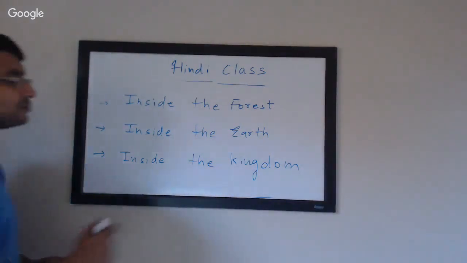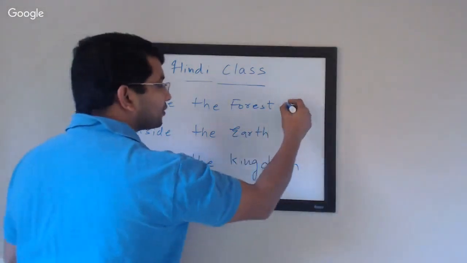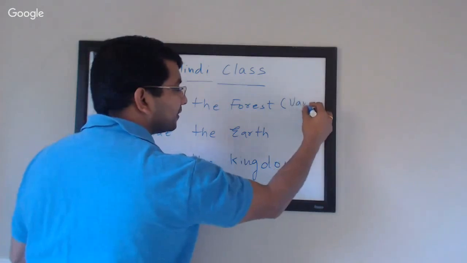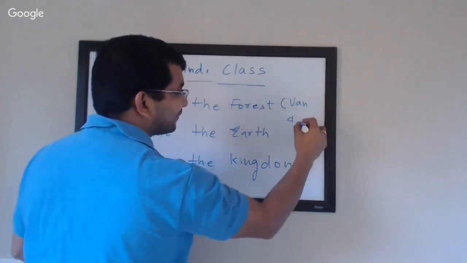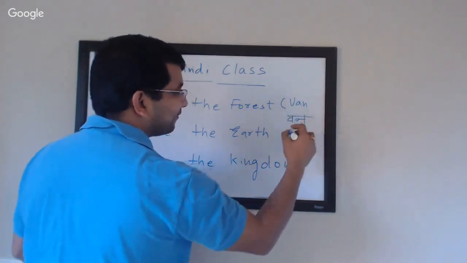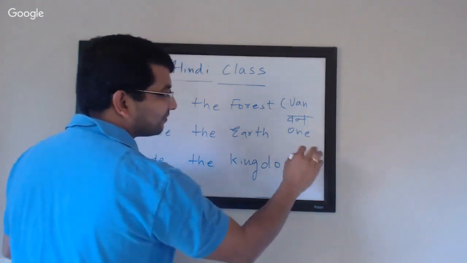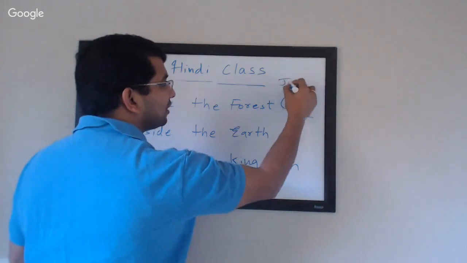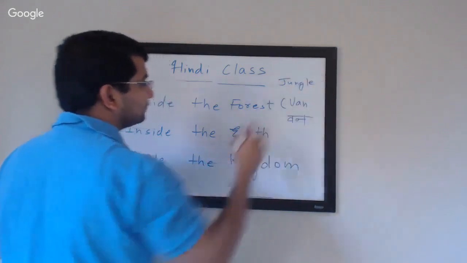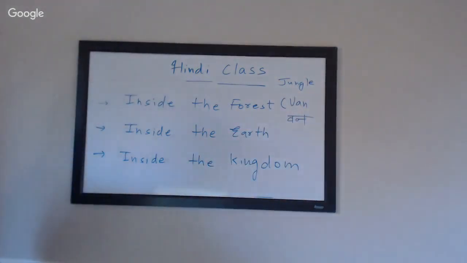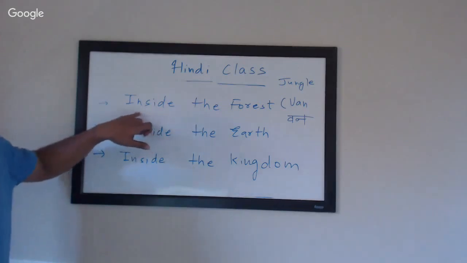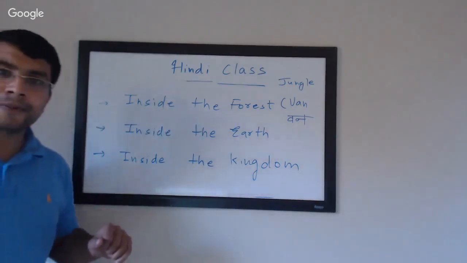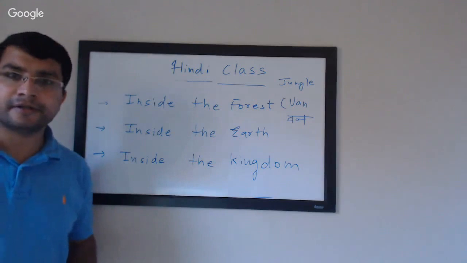So forest, as you rightly pointed out, forest you can say van. It's not van, it's ban, or basically rather like the way you say number one, right? So forest is called van, or you can also say jungle, right? So when you say inside the forest, you can say van ke andar, or you can say jungle ke andar.